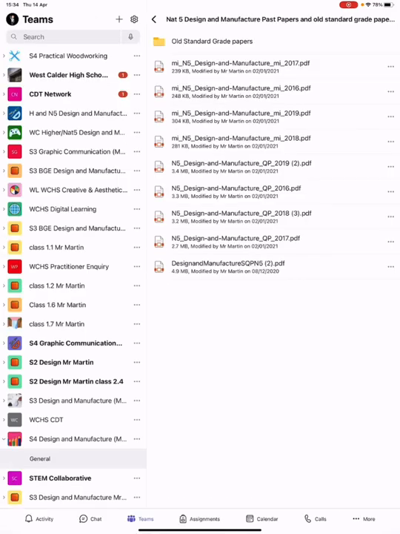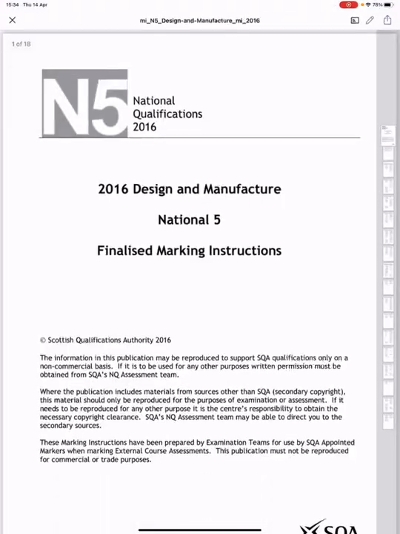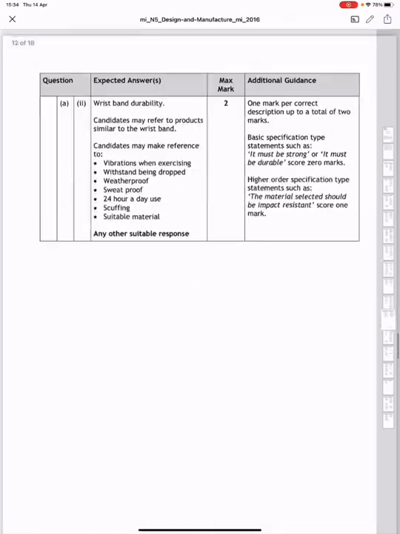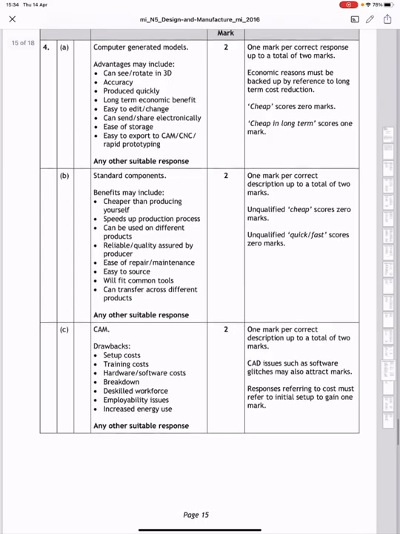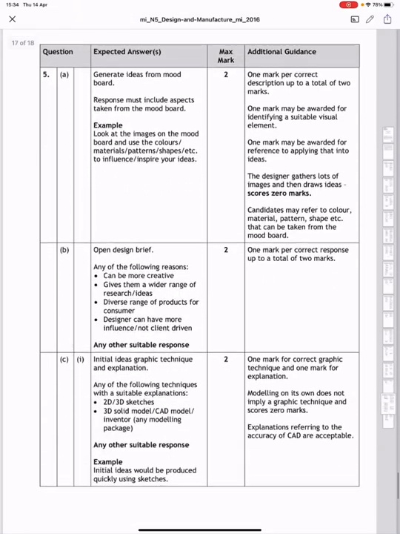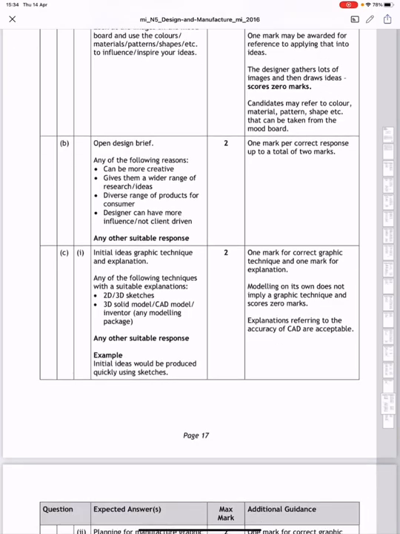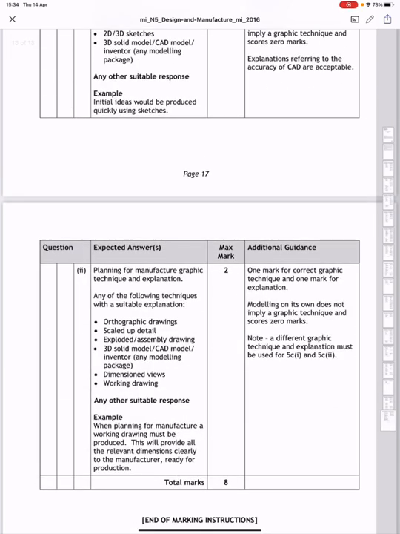So let's just double check using our assessment as for learning. Double check what it says in the marking scheme. What question was it again? Question 5, I think. So initial ideas, question 5C1. Initial ideas, graphic technique explained. So 2D, 3D sketches. Oh, we've also got CAD models, obviously, and any other suitable response, including the ones that I've already mentioned. Okay, 1 mark for correct graphic technique and 1 mark for explanation. Planning for manufacture, obviously there you've got your orthographic drawings, you've got scale drawings, exploded assembly again, what we've just highlighted. Again, 1 mark for correct graphic technique and 1 mark for a suitable explanation. Okay, thank you for listening.